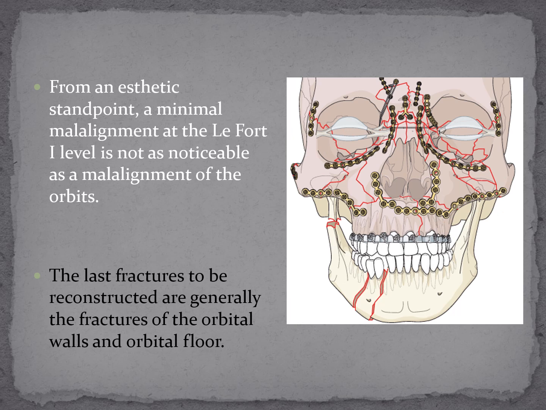What makes this popular is that from an aesthetic point of view, even if there is a minimal malalignment at the level of the leaflet 1, it is not as noticeable as a malalignment at the level of the orbits. And the last fractures to be generally reconstructed in this technique would be the orbital walls and the orbital floors. And by the orbital walls, we mean the medial orbital wall and the orbital floor.